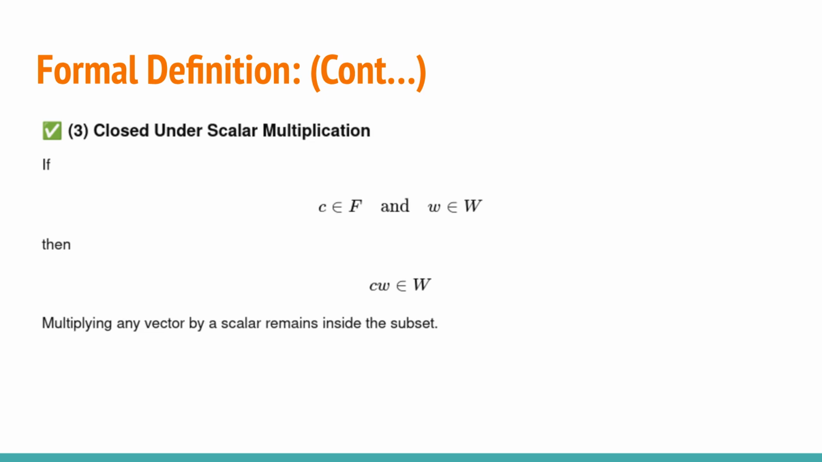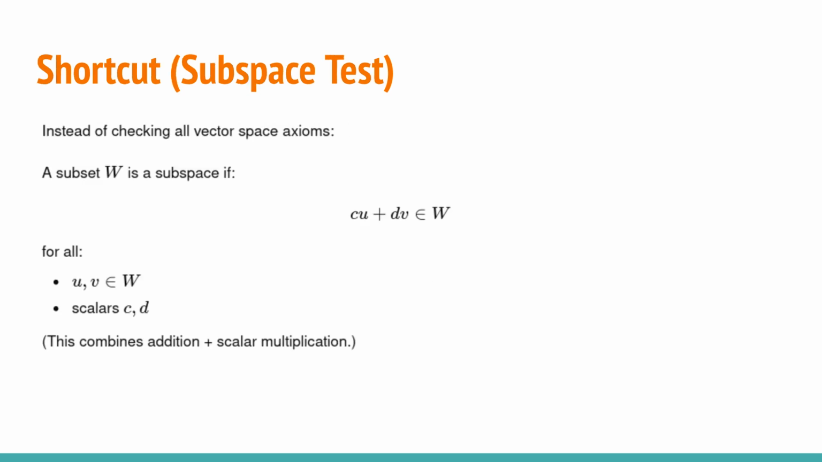The third condition is that W must be closed under scalar multiplication. If c is a scalar and w is in W, then c times w must also be in W. Multiplying any vector by a scalar remains inside the subset. There is a shortcut, the subspace test. Instead of checking all vector space axioms, a subset W is a subspace if, for all u and v in W and scalars c and d, the linear combination cu plus dv is in W. This combines addition and scalar multiplication.